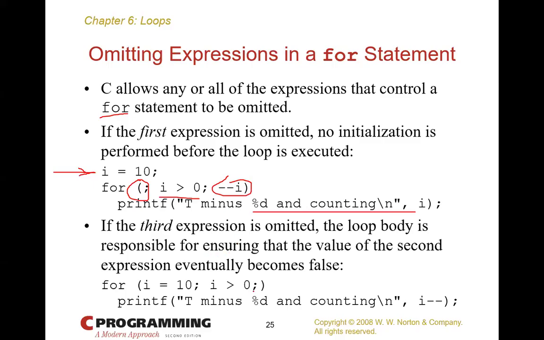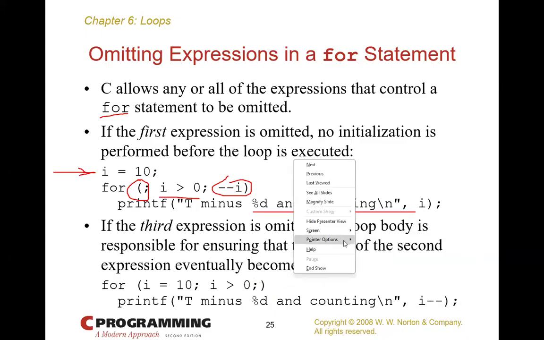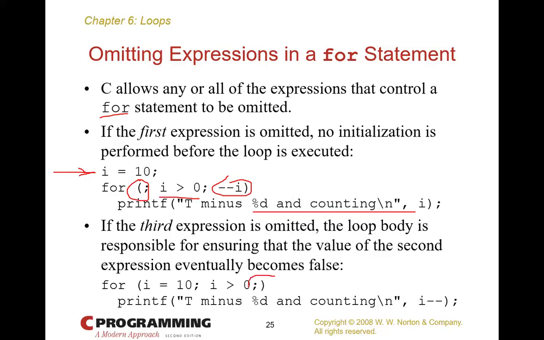Also, the third expression can be removed. What does this mean? It means that somehow you must find a way. This is important. Somehow you must find a way to change the value to either increment or decrement. So observe what was done in this example. Even though they removed the third part of the expression, they found a way to solve the situation by decrementing in the print statement. So they moved it from here and decremented in the print statement.